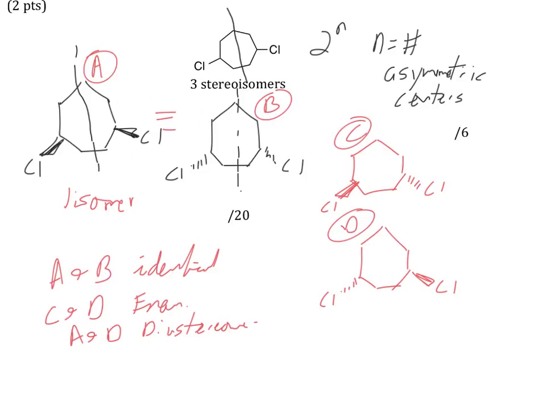So when you have a meso possibility, when one of your compounds is meso, you have fewer stereoisomers than you'd expect. So the relationship: A and B are identical. C and D, these are enantiomers, everything's opposite. And A and D, right, they're diastereomers. They have one different stereocenter, at least one asymmetric center is different.